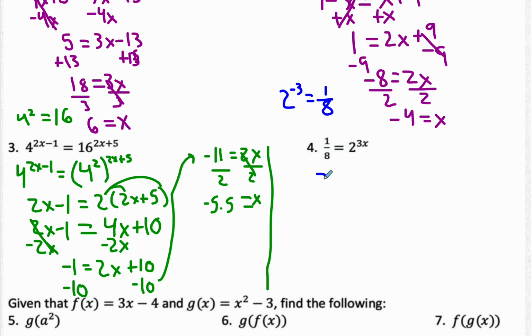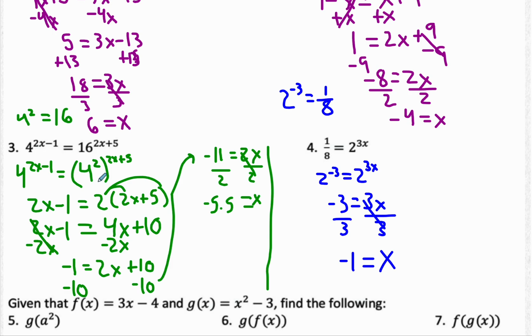Okay, so I'm going to replace 1/8 with 2 to the negative 3. Okay, I can replace it because they are equivalent. They mean the same thing. And the reason we want to do that, this is now helpful because my bases are both 2. And when that's the case, I can set the exponents equal to each other. All right. And after doing that for this one, all there is to do is divide by 3. Negative 3 over 3 is negative 1 equals x.